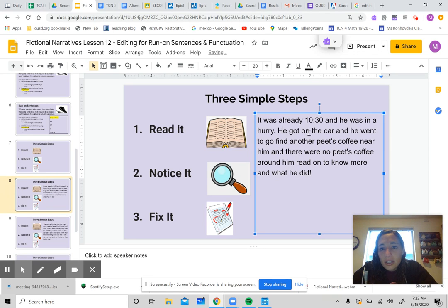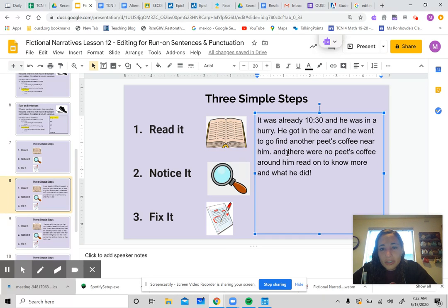He got in the car and he went to go, look, the student used a conjunction. That's good. He got in the car and he went to go find another Pete's Coffee near him. But I see another conjunction, so I'm going to pause here and say I'm going to end this sentence. Okay. And there were no Pete's Coffee around him.